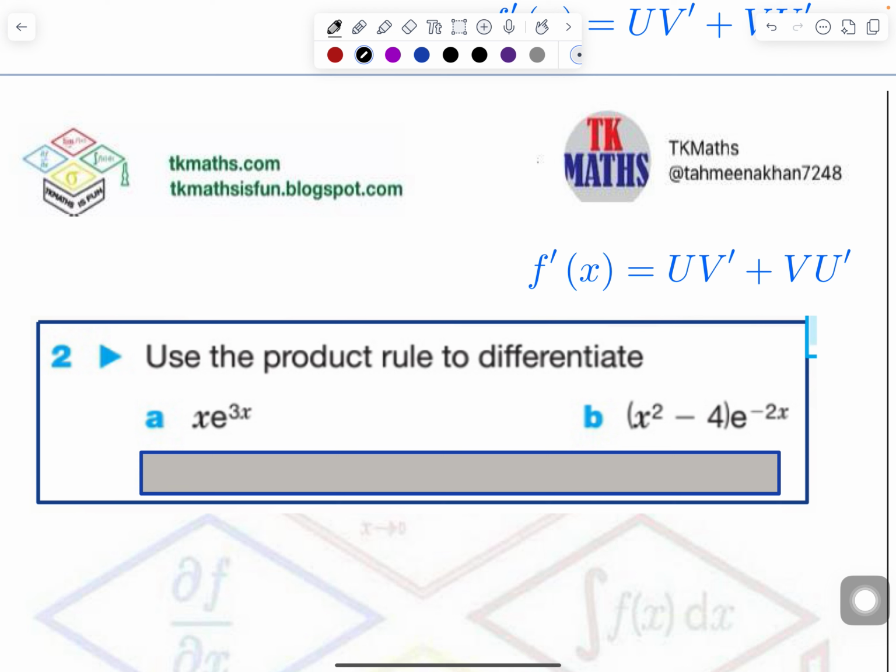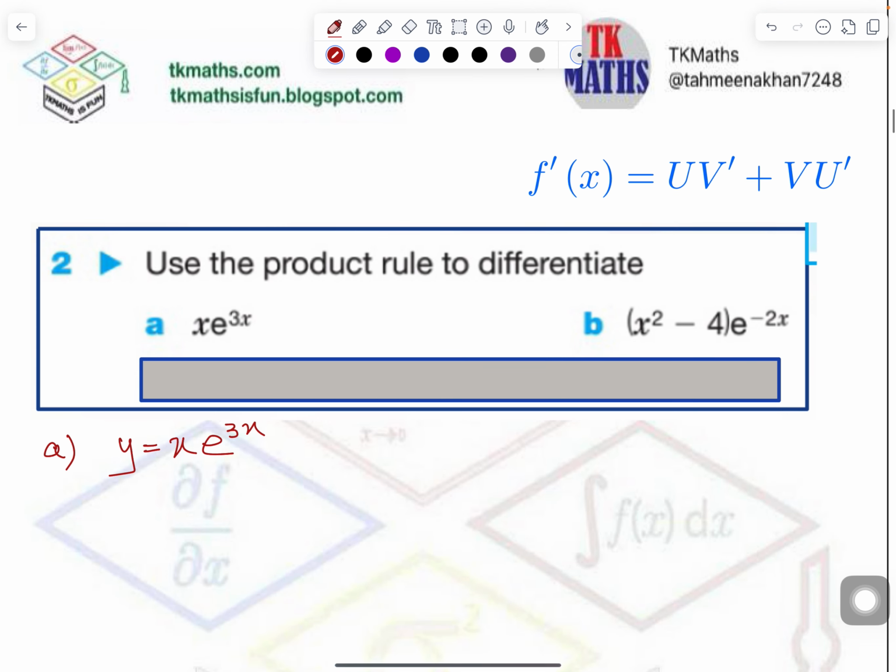Again, two functions are multiplying here. So let me take part 1 first. y is equal to x times e power 3x. So my first function I'm taking as u. You can take any function as u and v. So let's say u is equal to x and v is equal to e power 3x. So I need to differentiate it because I have to apply this formula. So I need to have the derivative of u and v, right?